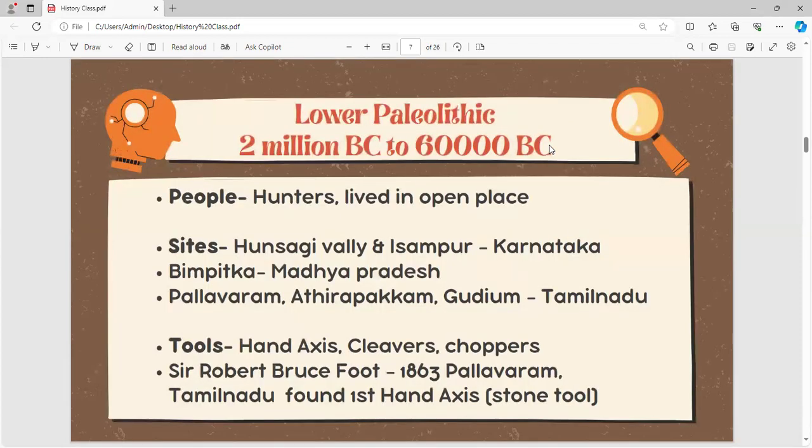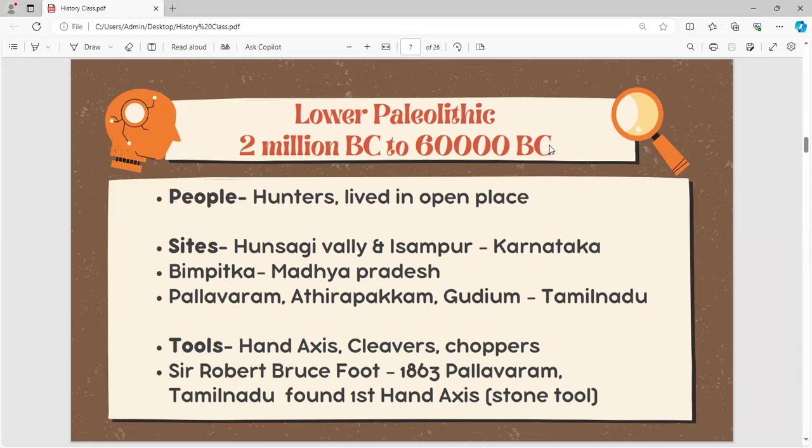First, the Lower Paleolithic period, from 2 million BC to 60,000 BC. In this period, most of the people were prominently hunters, and they lived in open places. There was no shelter in that period. They didn't know how to make shelter. Important sites are Hunsgi Valley and Isampur from Karnataka, Bhimbetka from Madhya Pradesh, Pallavaram, Attirampakkam, and Gudiyam from Tamil Nadu.